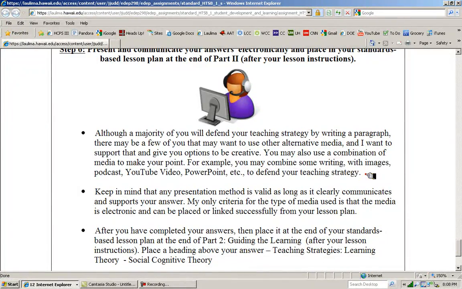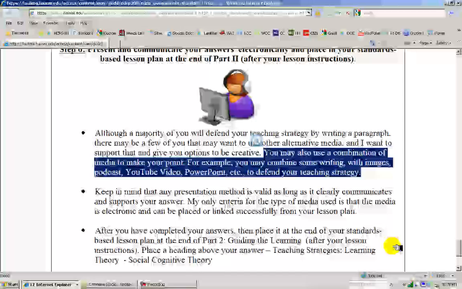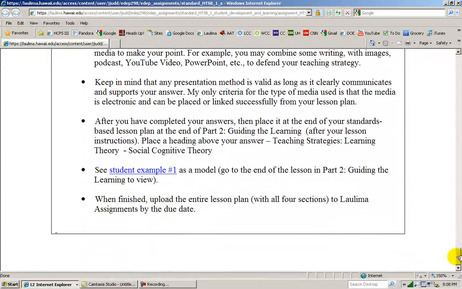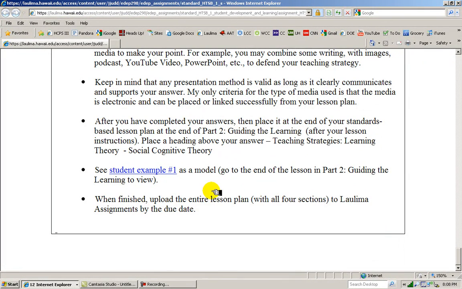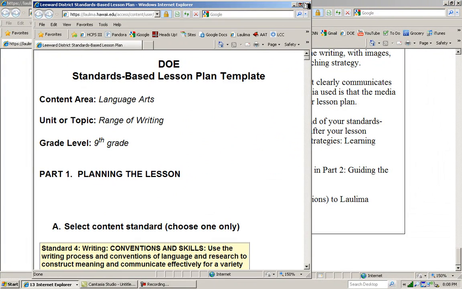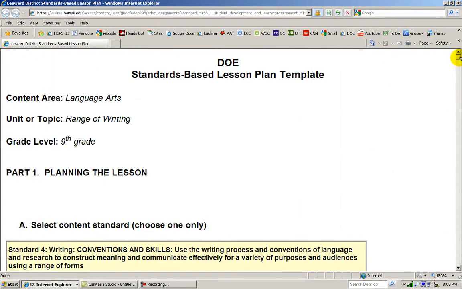Put it in an electronic form, whether it's some kind of multimedia. Then put it into part 2, at the very end of the guiding the learning. See student example. And then I'm going to go ahead and click on that example. You've got all 4 sections of learning theory in your lesson plan. Notice it's still the same lesson plan you've been using.